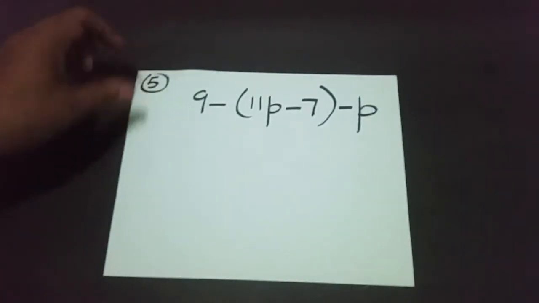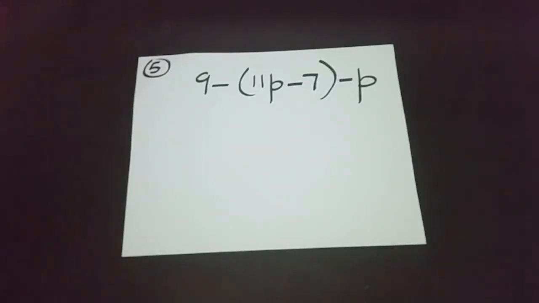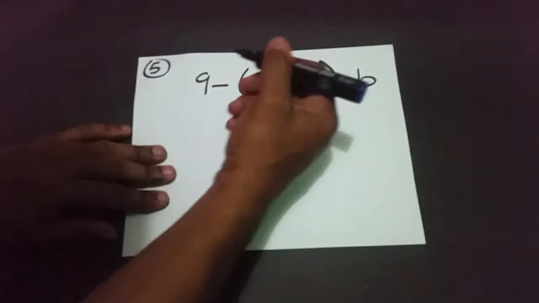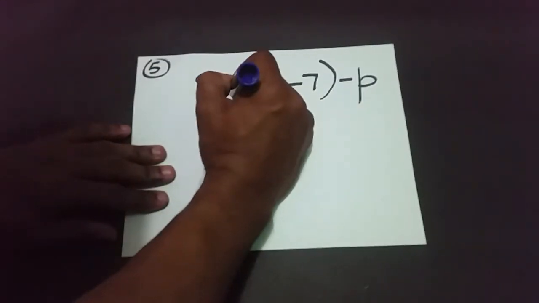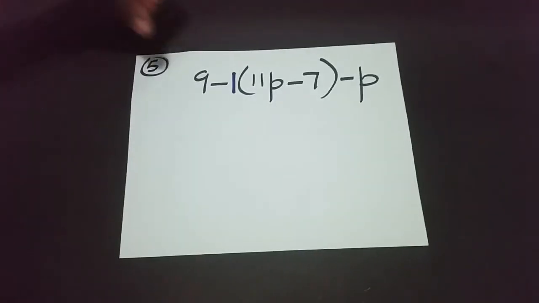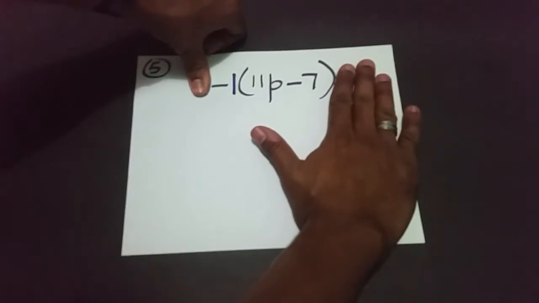Alright guys, we're moving on to question 5, and question 5 seems to be one of the questions that gave you some trouble. Now I just want to point out 2 things here. One is that you have negative and there's no number reflected here, but when that happens, you simply put 1 here, so this now becomes negative 1. And also, this 9 here has nothing to do with expansion, and neither does this minus p.